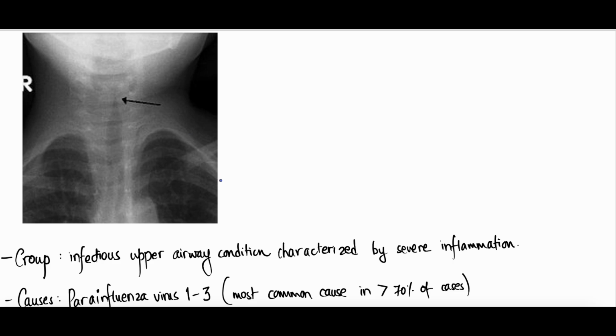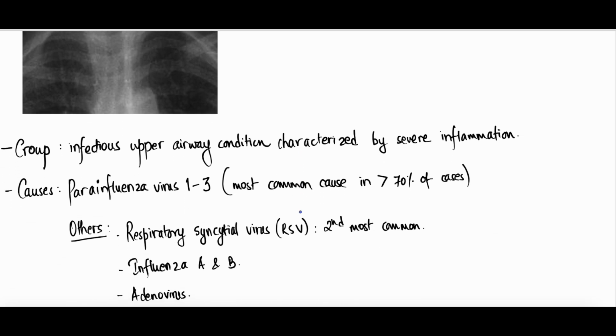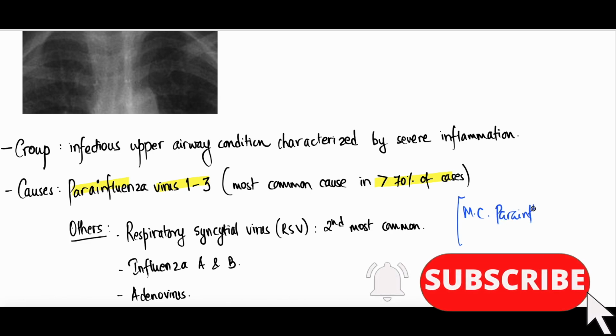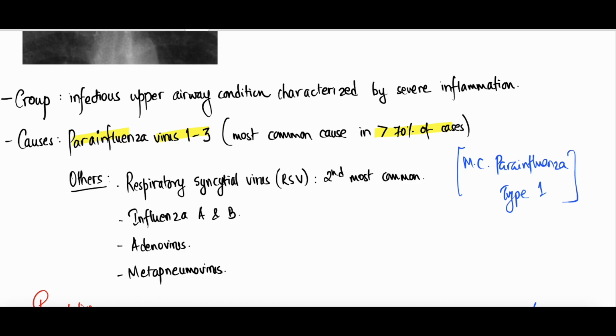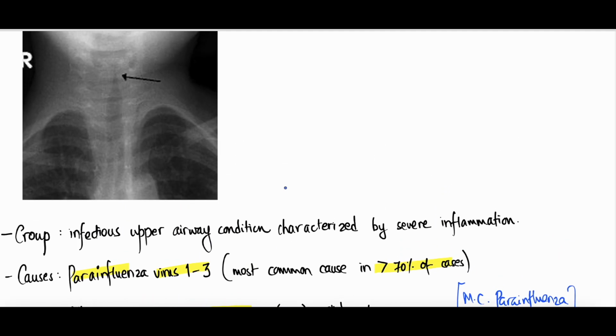Croup is an infectious upper airway condition characterized by severe inflammation. The most common cause of croup is parainfluenza virus 1 to 3, which accounts for more than 70% of cases. If an MCQ asks for the most common cause, we say parainfluenza 1 to 3; if it's asked that way, it's type 1. Other causes include respiratory syncytial virus, the second most common cause, and influenza A and B, adenovirus, metapneumovirus, and so on.